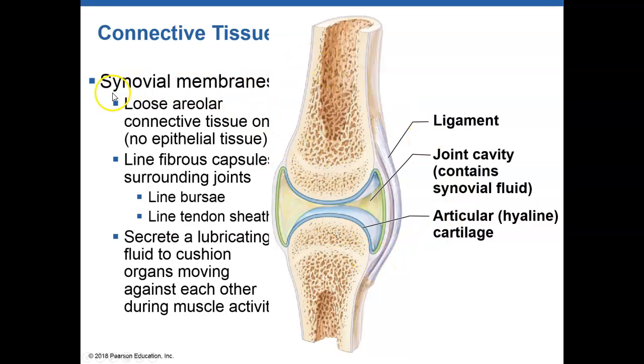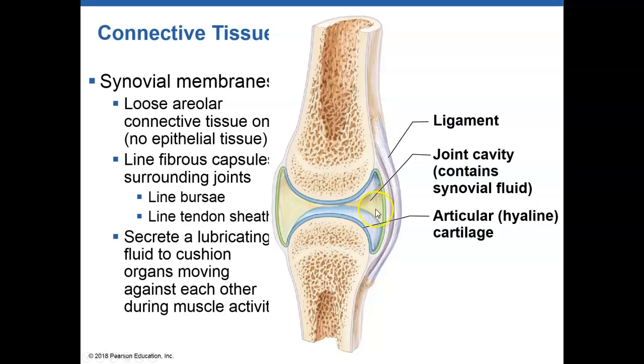The last body membrane is a connective tissue membrane, and it is known as your synovial membrane. The synovial membrane is composed of connective tissue, and it is found in all of our joints that are freely movable. This is a picture showing a synovial joint.